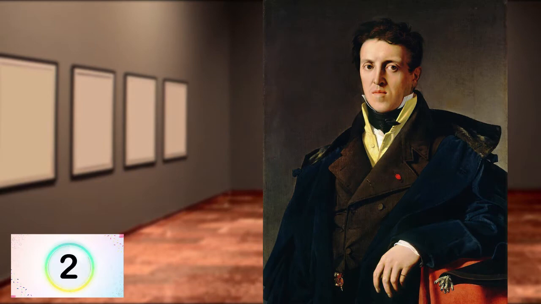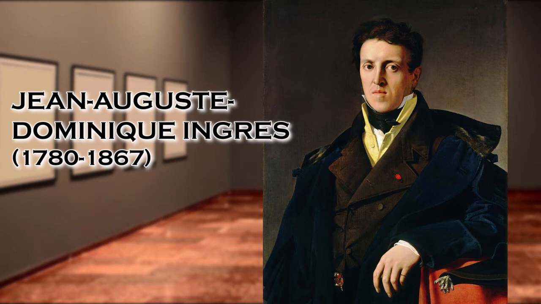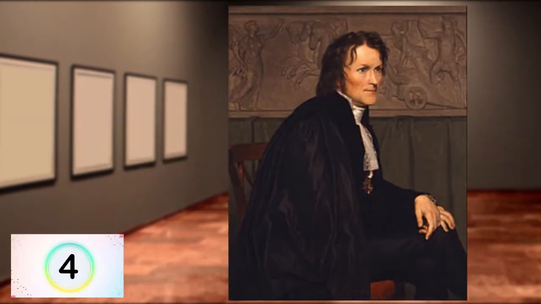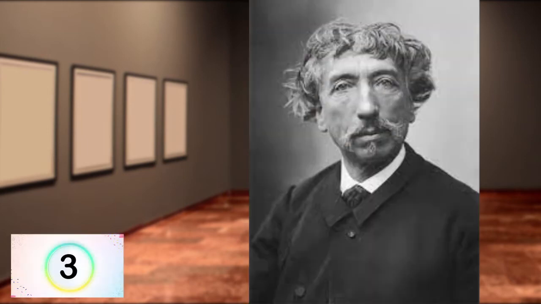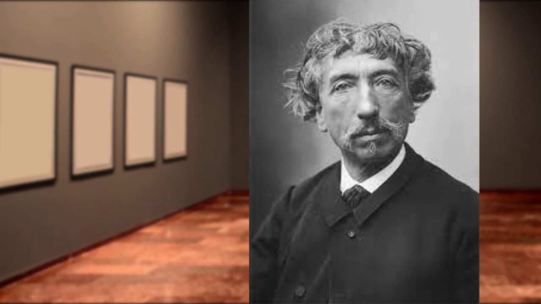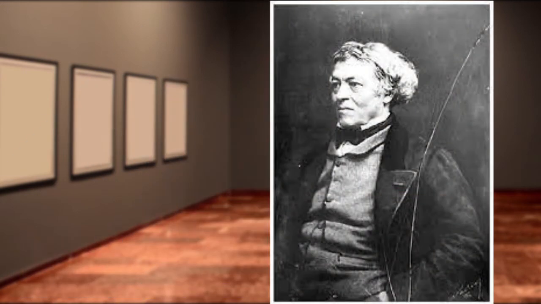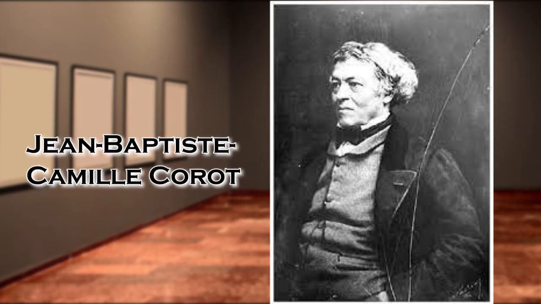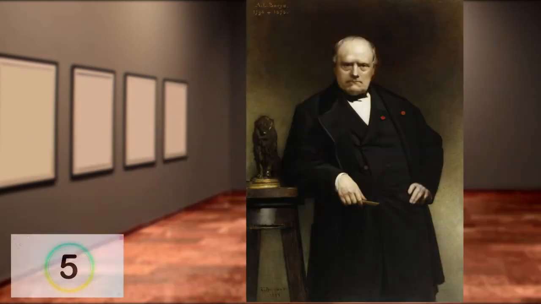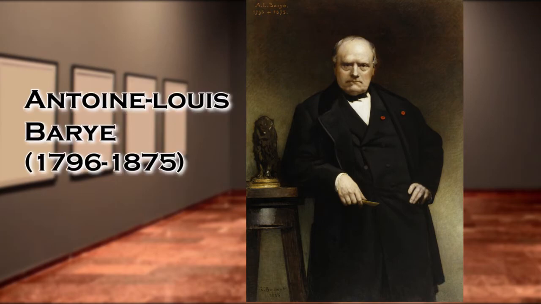Do you want more? Identify who is in the picture. Picture number 1. He is Jean Auguste Dominique Ingres. Number 2. Correct! Bertel Thorvaldsen. Number 3. Good! He is Charles Garnier. How about number 4? Very good! He is Jean-Baptiste Camille Corot. And the last picture? Nice! He is Antoine Louis Barrière.